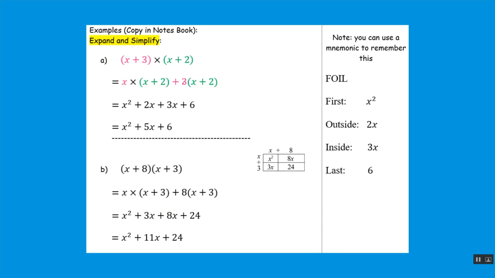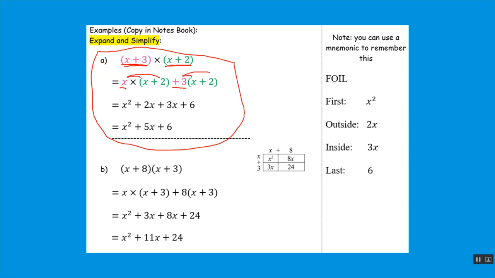Which leads us into today's work. So example A, so this one first. So we've got x plus 3 times x plus 2. So the x plus 2 gets multiplied by x and by plus 3, which comes from this part. And then it's like the previous example. X times x, x times 2, 3 times x, and 3 times 2. So the green part gets multiplied by x and by plus 3.